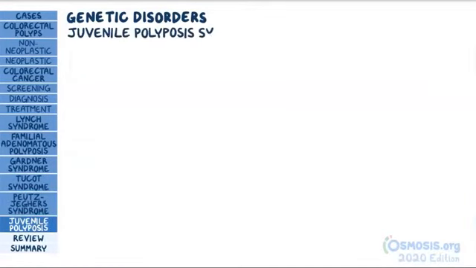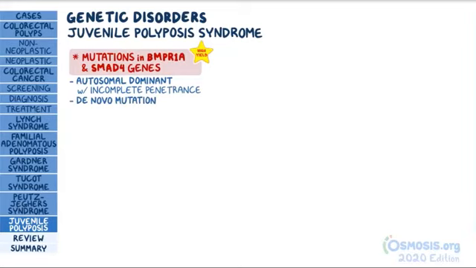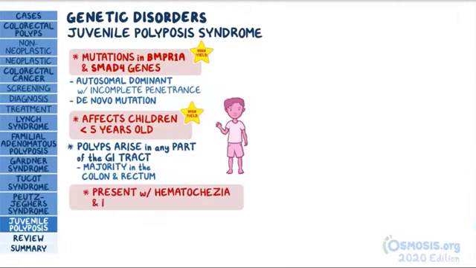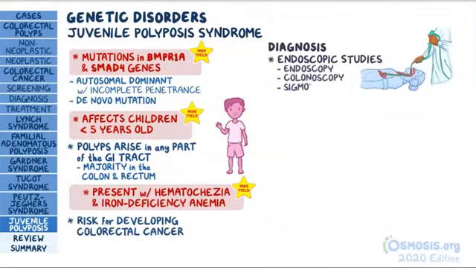Finally, in juvenile polyposis syndrome, there are mutations in BMPR1A and SMAD4 genes, which can be inherited in an autosomal dominant manner with incomplete penetrance, or they can be de novo mutations. Typically, juvenile polyposis syndrome affects children younger than 5 years old, and these polyps can arise in any part of the gastrointestinal tract, but the majority are found in the colon and rectum. Children with juvenile polyposis syndrome can present with hematochezia and iron deficiency anemia, but more importantly, they're at risk for developing colorectal cancer. Diagnosis is made by endoscopic studies, like endoscopy, colonoscopy, or sigmoidoscopy.